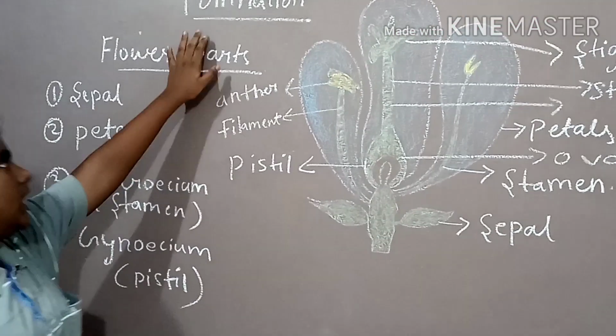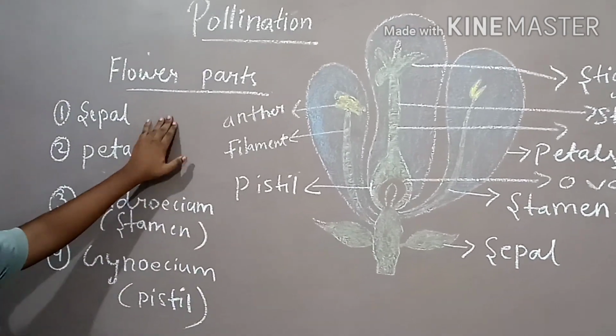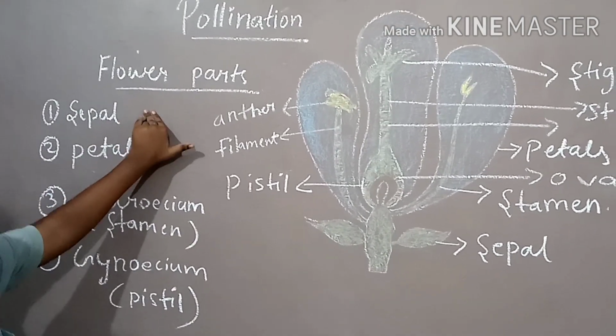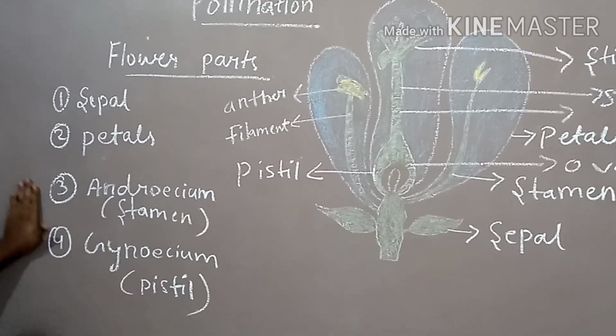Video we are going to learn about pollination. But before learning pollination, let's first understand the parts of a flower. There are mainly four parts of a flower.